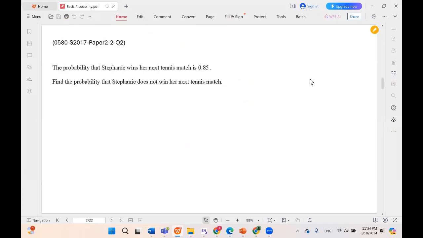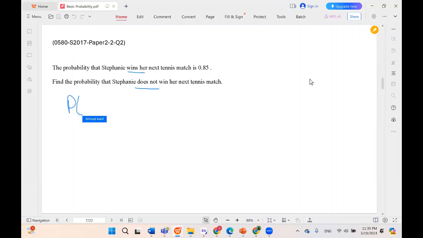The probability that Stephanie wins her next tennis match is 0.85. Find the probability that Stephanie does not win her next tennis match. So when we have two events that are opposite of each other and there cannot exist a third alternative, she can either win or not win. Of course, you might start thinking to yourself, she could lose and it could be a draw. So there are 3 scenarios, but both losing and ending in a draw are not winning. So she can either win or not win.